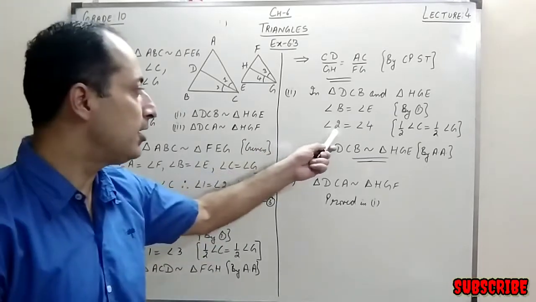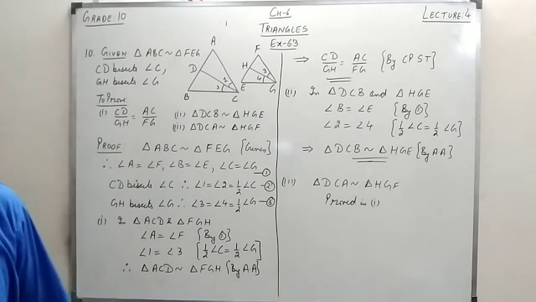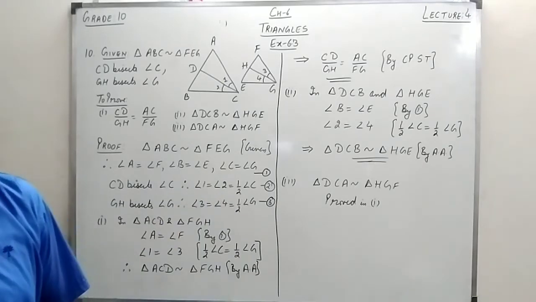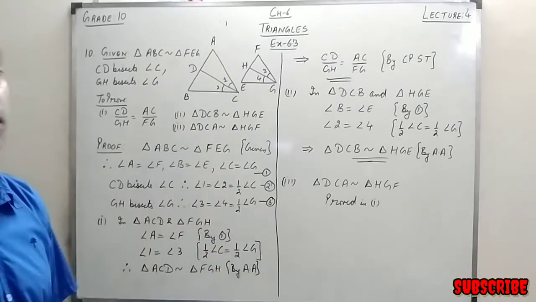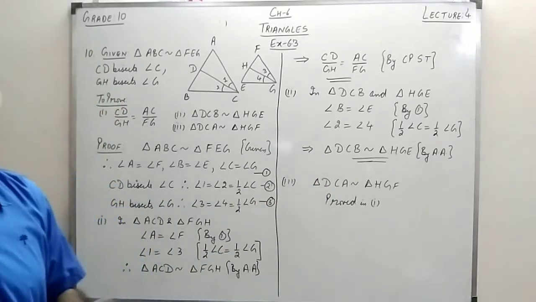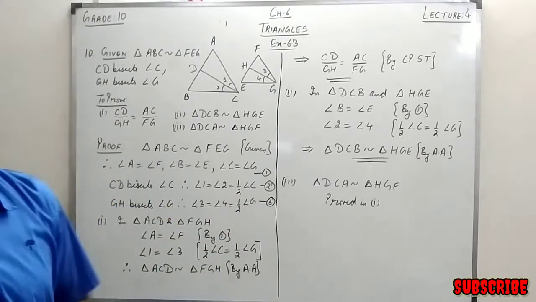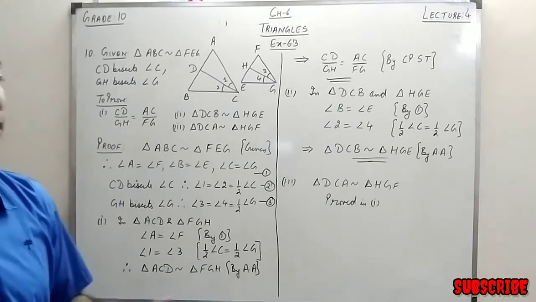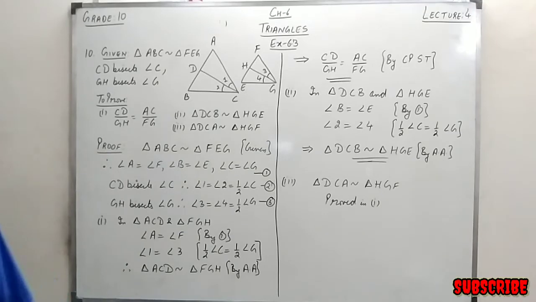And in the same way, angle 2 is equal to angle 4. Why is angle 2 equal to angle 4? Again, if we see, angle 2 is half of C, angle 4 is half of G, and C and G are equal. So half of C is equal to half of G, therefore 2 is equal to 4. And with this, we can say triangle DCB is similar to triangle HGE, and that also by AA similarity, right?